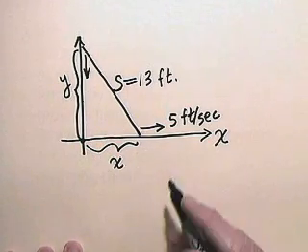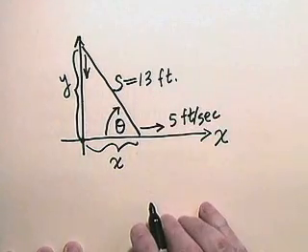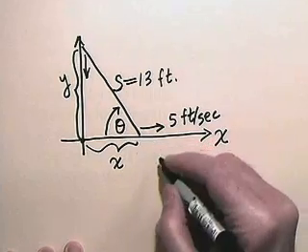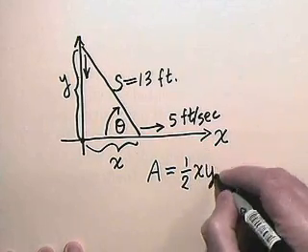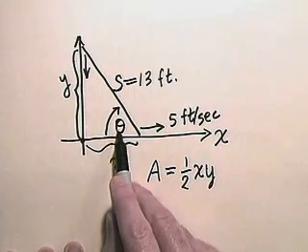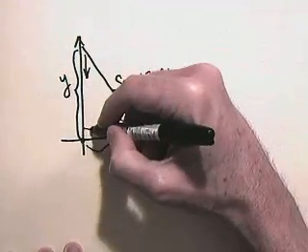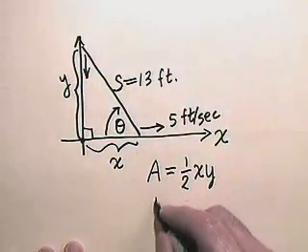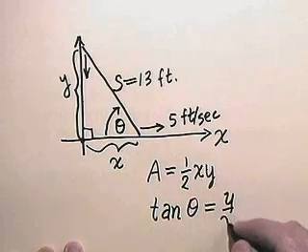What other variables do we have here? Well, notice we could consider the angle theta that the ladder makes from the horizontal there. And what else? Well, this triangle formed by the ladder, the wall, and the ground has an area. The area of that triangle is simply 1/2 base times the height. How does the angle theta relate to y and x? Well, notice we've got a right triangle here, and so y over x is the tangent of the angle theta. So we can say tangent of theta equals y divided by x.